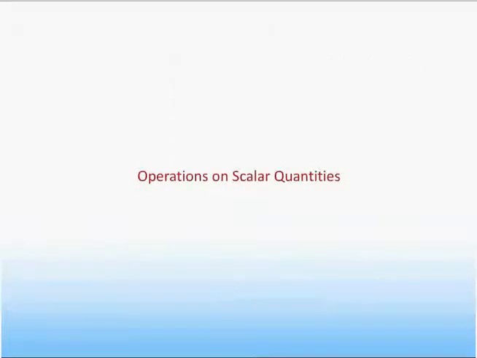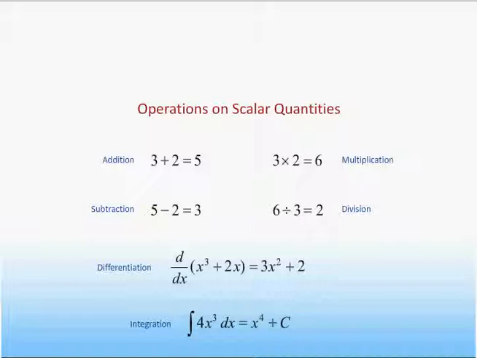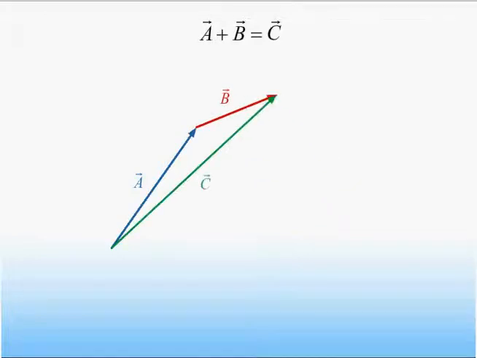You know how to perform many operations on scalar quantities. For example, you know how to add, subtract, multiply, and divide numbers. You also know how to differentiate and integrate scalar functions. We can define similar operations for vectors. For example, here you see 2 vectors, A and B, represented in 2 dimensions for clarity. We can define the sum of these 2 vectors as another vector C, which is obtained from A and B using the following prescription. Place the tail of vector B at the head of vector A, and then draw the arrow from the tail of vector A to the head of vector B.